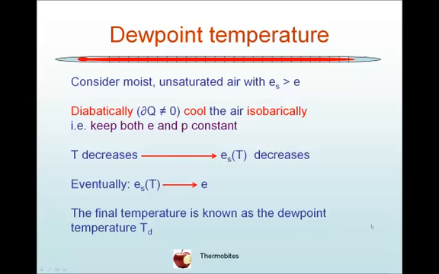Dewpoint temperature. Consider a moist, unsaturated air mass. It's moist because it contains water vapour, but it's unsaturated because it contains no liquid water. Under these conditions, the actual vapour pressure is less than the saturation vapour pressure, so E is less than ES.